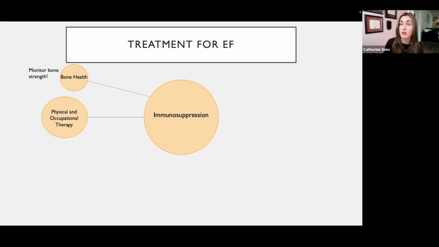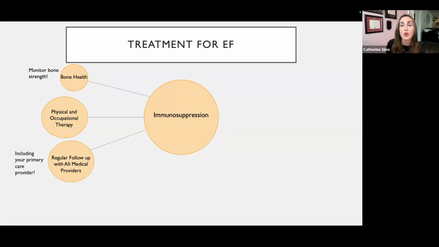We're going to talk about physical and occupational therapy in a later slide, but they are an essential aspect of treatment for EF. And it doesn't have to be lifelong, but they will teach you exercises that, if you spend 5 to 10 minutes daily doing them, can really help prevent contractures and keep your joints limber, which can really improve quality of life and your ability to do daily tasks and things that you enjoy.